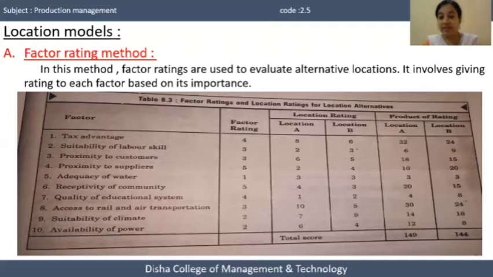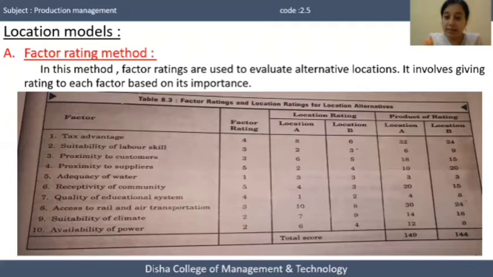After providing various ratings, the rating must be as per the availability of the factor in a particular location. After rating each location, the industrialist has to identify the product column, where they calculate the product of different ratings. How do they calculate the product of different ratings? By multiplying the factor rating with the locational rating, he can find the product of different ratings of location A and location B.